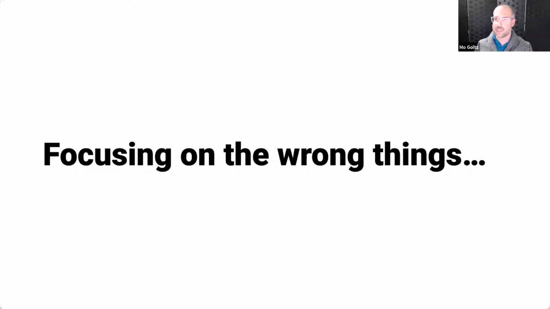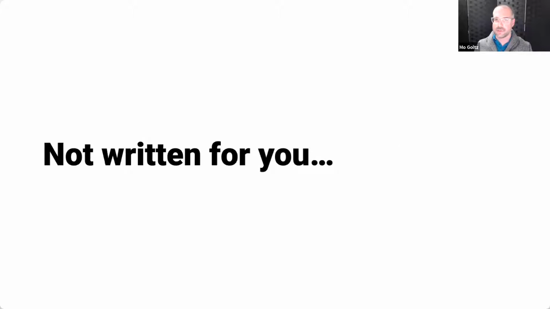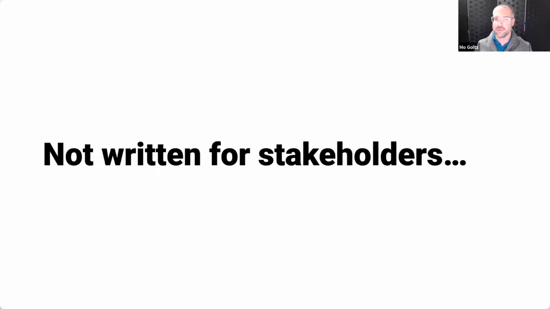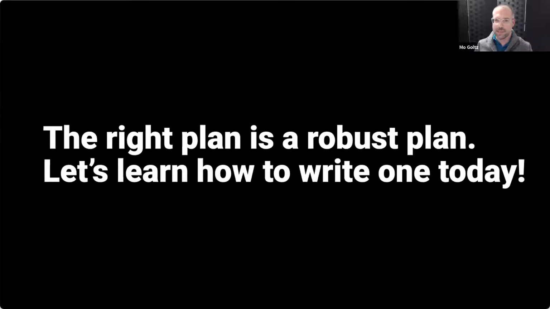And some research plans focus on the wrong things. And you have to keep in mind that sometimes they're not written for stakeholders, they're only written for you, because you need to understand what you want to do as a researcher, but you also have to convey what you want to do for stakeholders. But just as important as writing a research plan for the end users, meaning the stakeholders, you also have to think through what you want to do for yourself. So there is a combination of writing for stakeholders and writing for yourself. So the right plan is a robust plan. Let's learn how to write one today.